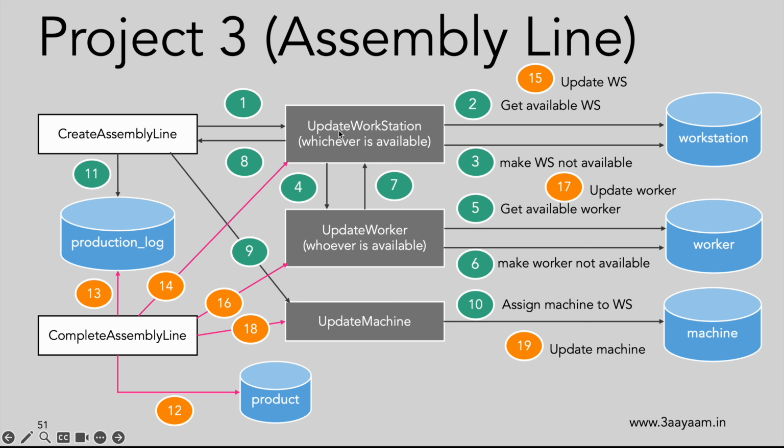And as you can see, these three APIs, update workstation, update worker, and update machine, are common. And you should use these APIs for your check progress assembly line functionality also. What you would do is add one more API here, which would keep on checking the progress. It will check the progress of the workstation, the worker, and the machine. And once it is done, using that check progress, you would update the production log.